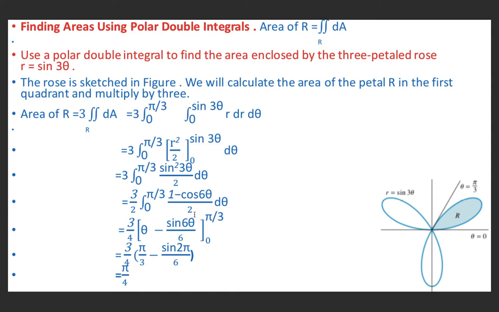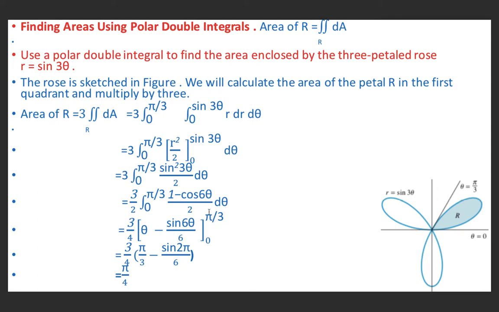So again 1 by 2 is constant, so I can write it outside. So this is 3 by 4. Inside we have 1 minus cos 6 theta. Integration of 1 is theta. Integration of cos 6 theta is sin 6 theta upon 6, because integration of cos theta is sin theta, and the coefficient of theta is 6. So limits of integration are from 0 to pi by 3.